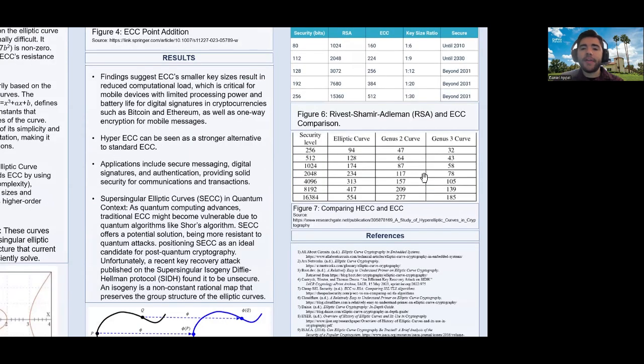And lastly, we can see here the genus 2 curve and genus 3 curve in Figure 7. These are the hyper ECC curves. And what's really important about this is that these curves are almost 2 times or 3 times as good as the original elliptical curves, meaning that in the future, these are definitely what we want to go with going forward in terms of pushing down the line when we have to replace our normal cryptographic techniques with something that's quantum resistant.